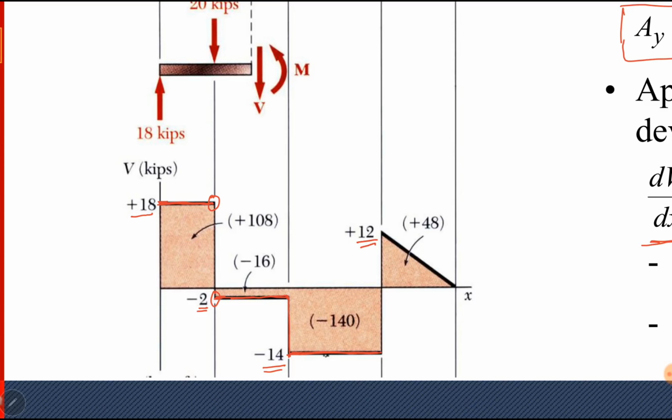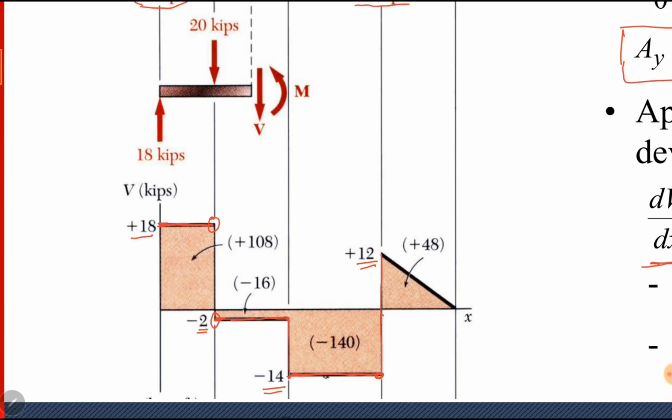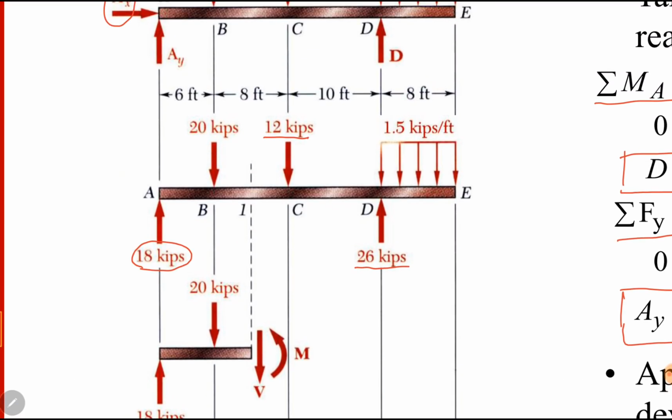Again at point D, we have two values of shear forces. One between section CD, it is minus 14, and the other at the right side of D is plus 12. Between D and E, we have a distributed load. So we have to integrate it between D and E. Or we can simply find area under this curve.